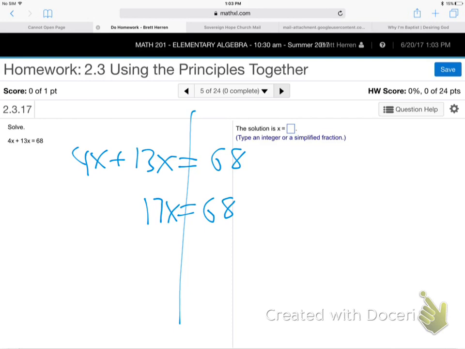Then x is saying I want to be alone. What do we do to get x alone here? Is that 17 added to the x, or is it right up next to the x, multiplied? It's times, isn't it? It's right next to the x. So how do you get rid of something multiplied by the x? Going to divide, right? Everybody good? We're going to divide by the 17 there. Does that make sense? Instead of subtract 17? Is that good? Because it's multiplied.